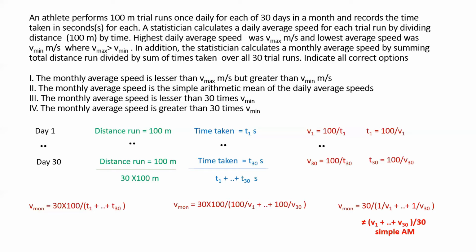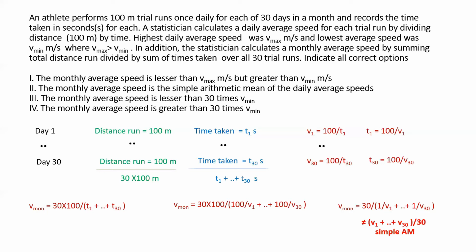There may be a special case where all the individual quantities are the same, meaning that if we have v1 equal to v2, v3, and so on, then that's a special scenario when the harmonic mean will be equal to the simple arithmetic mean. But obviously that's a special case.